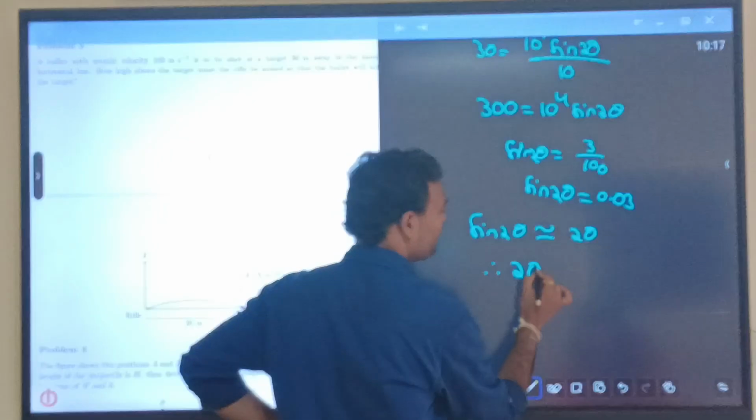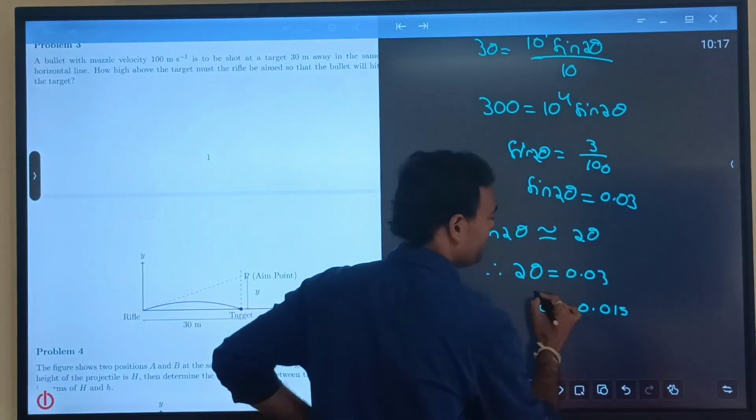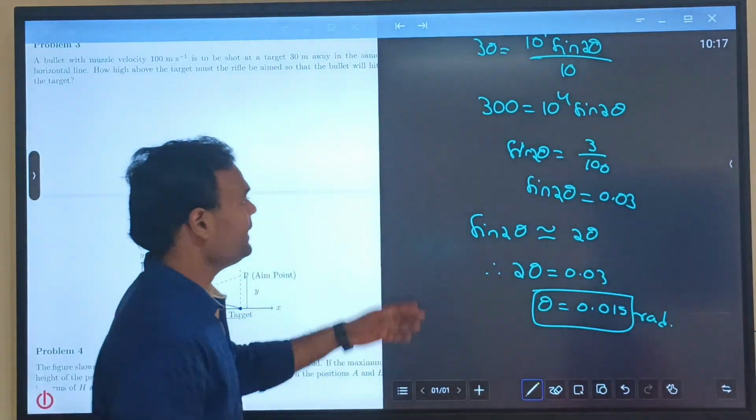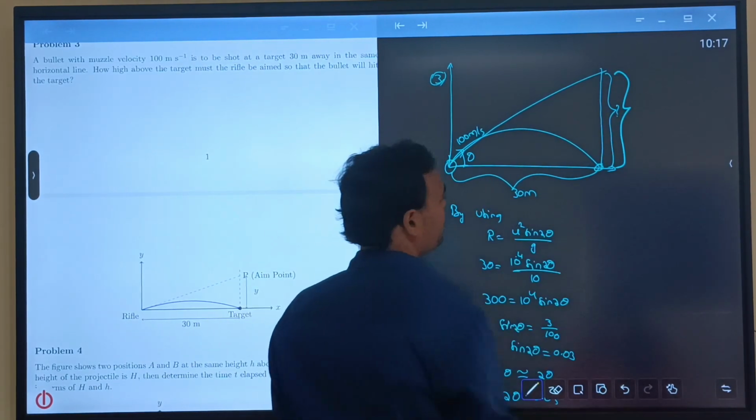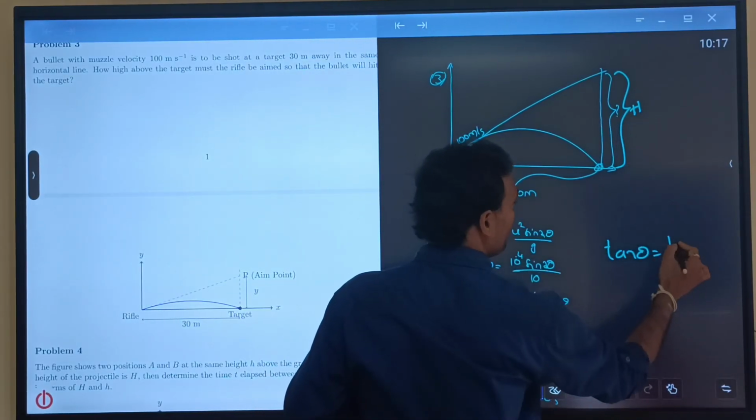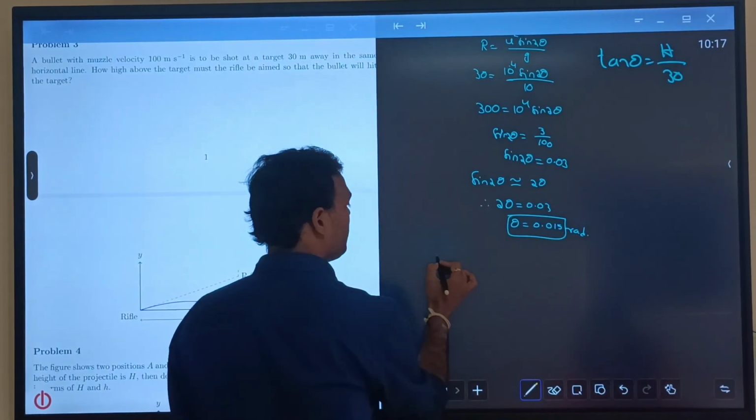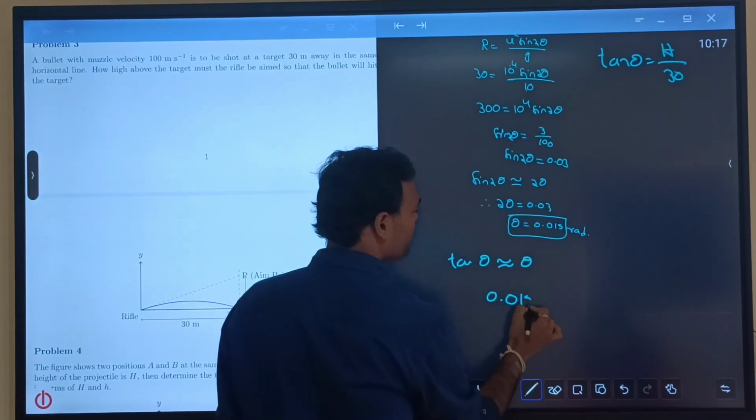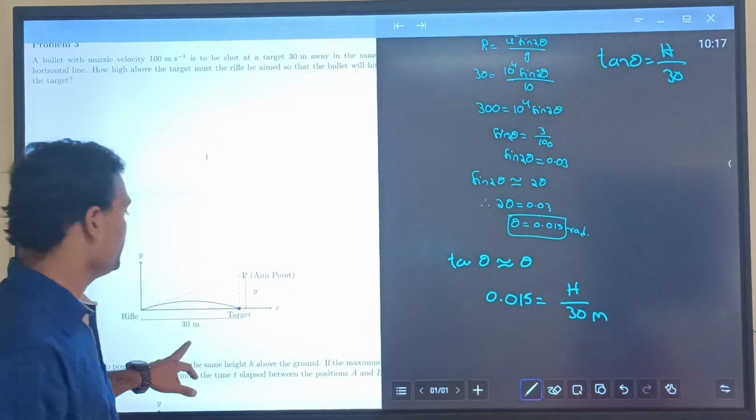Therefore, can I say 2 theta is equal to 0.03, then theta is equal to 0.015 radians. Now, after completion of this, let us go back to our problem. The thing is, here they are asking us to find this height. So can I say tan theta is equal to height which we require, h by 30. Now similarly for small angle, tan theta is also equal to theta. Therefore 0.015 is equal to h by 30 meters. Given this is 30 meters.